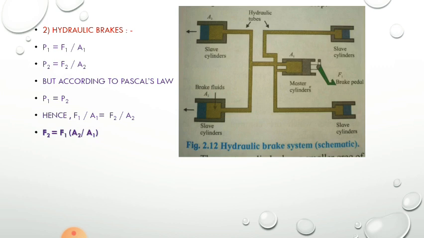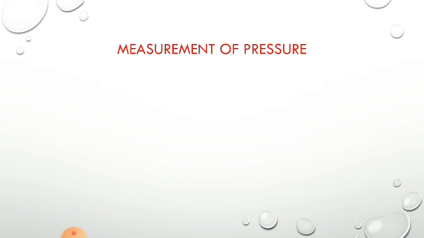As A1 is very small compared to A2, or A2 is very large compared to A1, F2 is greater than F1. So by pressing the brake pad gently, we can apply a large amount of force at the brake pad and the vehicle stops.